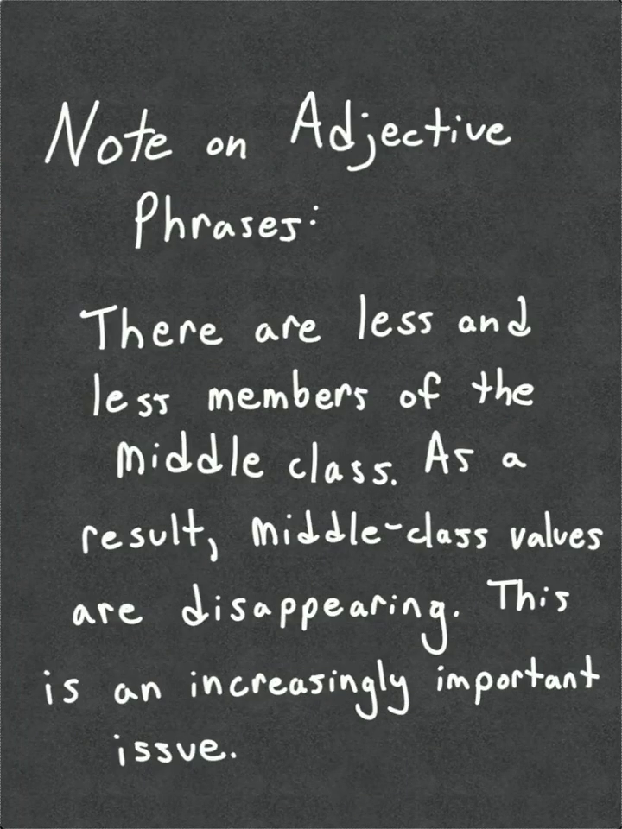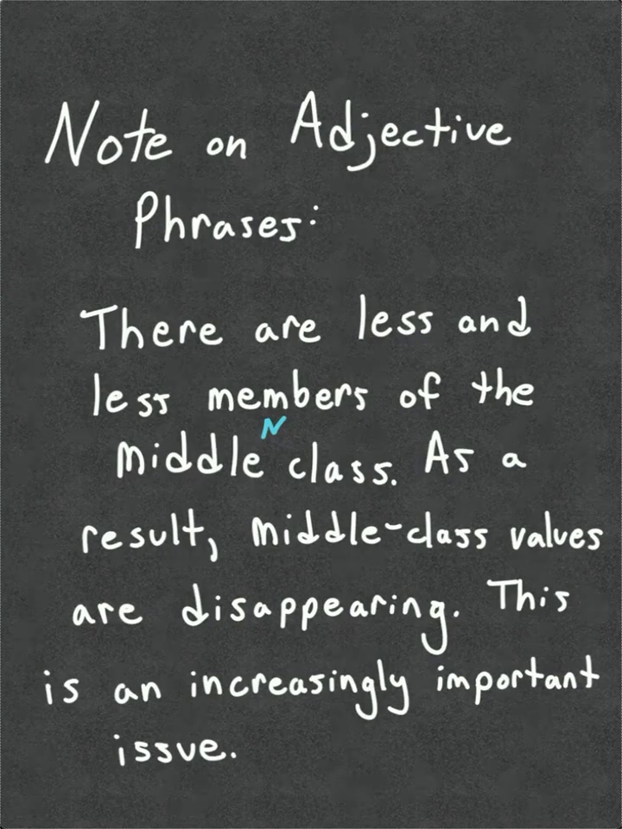I would like to go over the adjective phrases in a little bit more detail just to make sure that's clear, because I don't want people going and just hyphenating all adjectives, because that's definitely wrong. It's when the adjective takes several words to form one concept that you're going to hyphenate it. Otherwise, you're not going to hyphenate the adjectives. So in this example here, there are fewer and fewer members of the middle class. In this case, middle class is a noun. No need to hyphenate it.